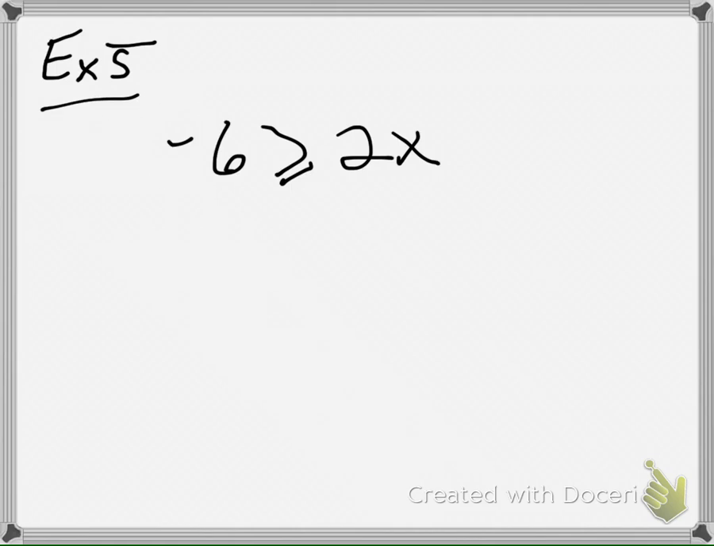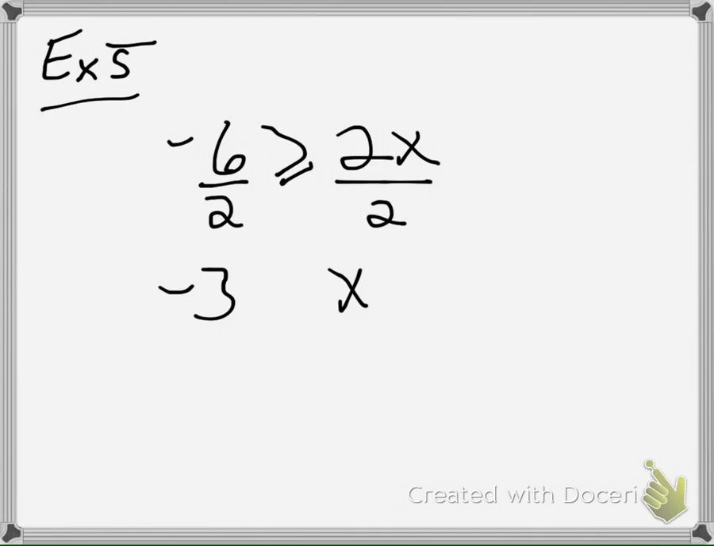Number 5. Let's see, we got to get that x by itself. Let's divide both sides by 2, divide by 2, x, and -3. Okay, do I flip the sign? I did this one on purpose. I'm trying to trick you.